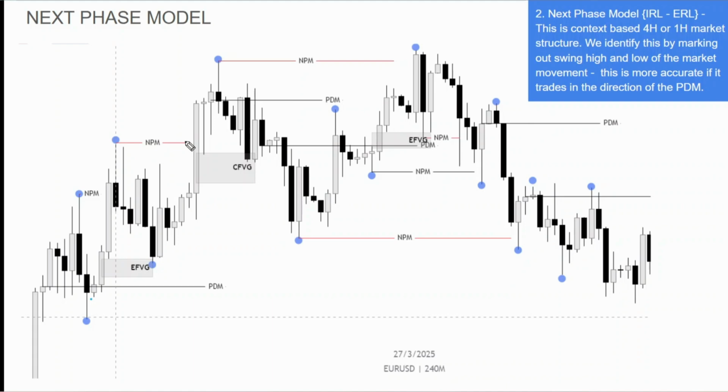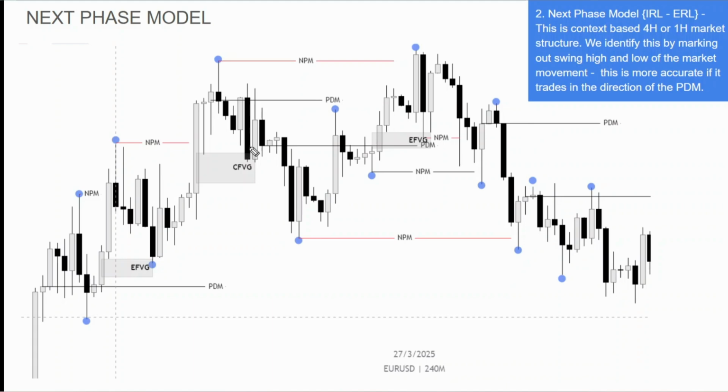And to identify our internal range liquidity, remember what we said: fair value gap. And what kind of fair value gap is this? We have 1, we have 2, and we have 3. Don't mind my drawings. So this particular fair value gap is what I call the consolidating fair value gap. Usually this is the best kind of fair value gap to trade. However, in this particular case, price did not actually do well, and I will explain why.